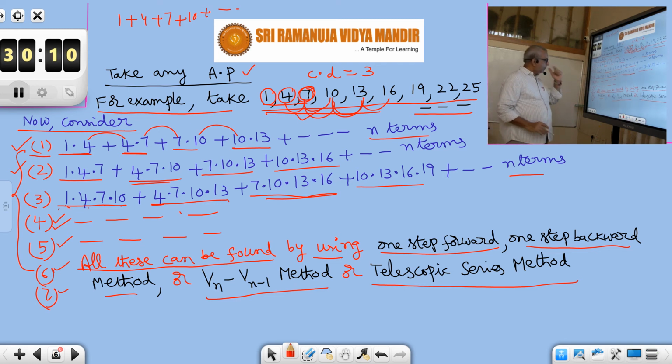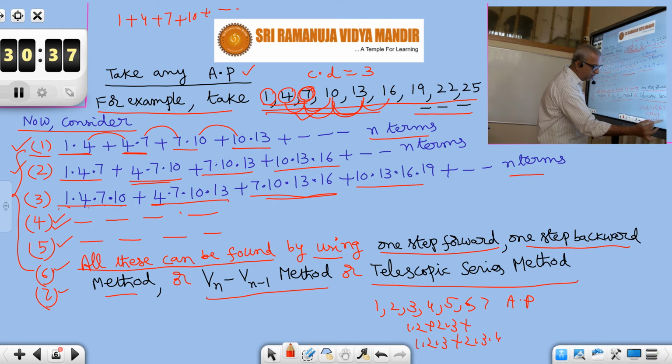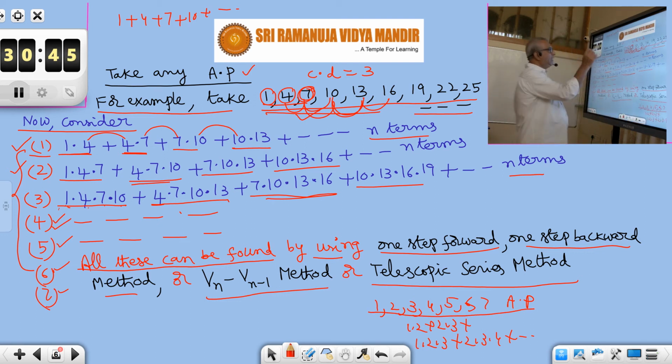So, for example, in the previous example, which AP have we taken? In the previous examples, I have taken the AP 1, 2, 3, 4, 5, 6, 7, etc. This is an AP. From this, I have generated all the previous formulas: 1 into 2 plus 2 into 3 plus so on. Similarly, 1 into 2 into 3 plus 2 into 3 into 4, so on. All these formulas are generated starting from this AP. So, starting from any AP, we can generate this type of problems.